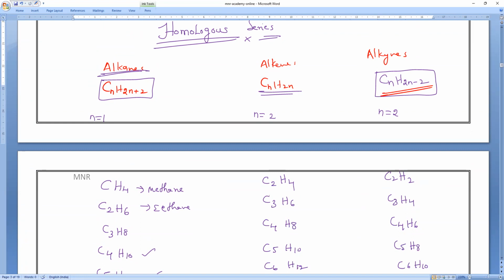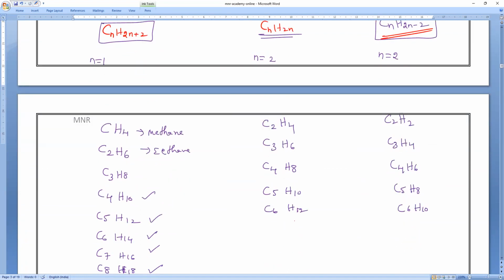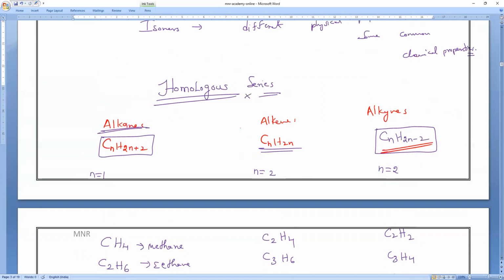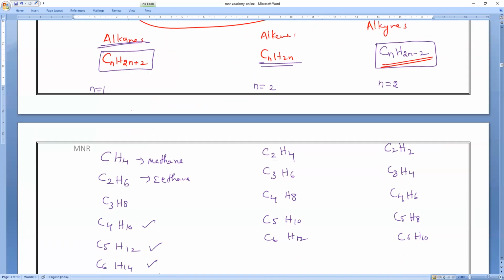So everywhere, if you notice, all these compounds have the same general formula. This is what we call a homologous series.